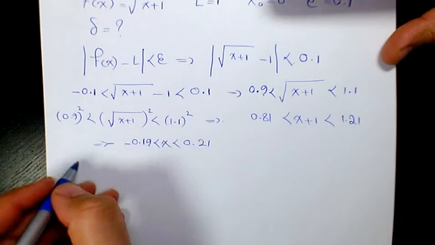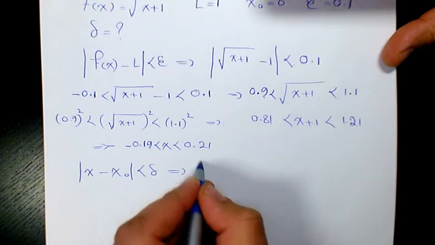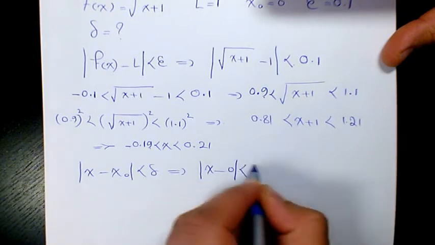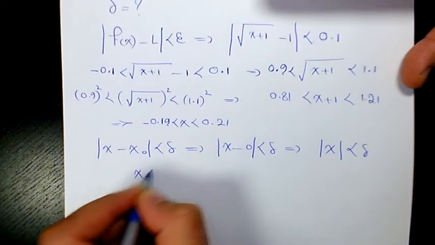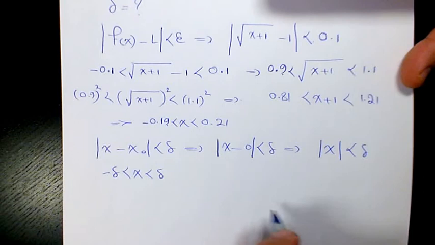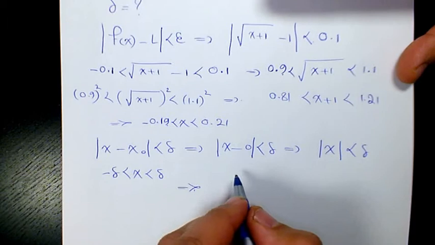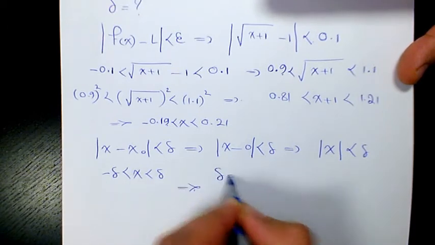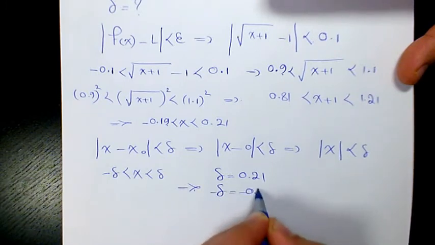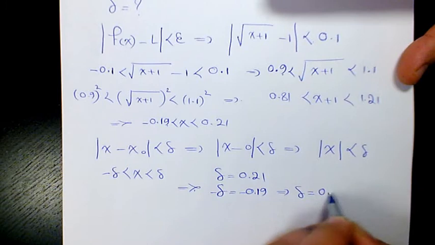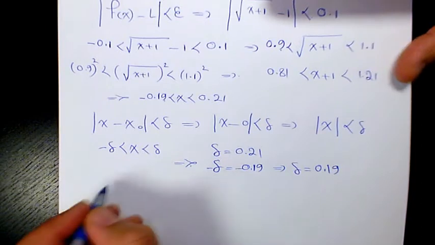Well, the next step would be x minus x naught is less than delta, which means that x minus 0 is less than delta, which means that x is less than delta and greater than negative delta. So we have two values for delta. One of them is 0.21, and one of them is negative delta equals 0.19, which means that delta is 0.19. Since they are not the same, we need to find the smaller number.